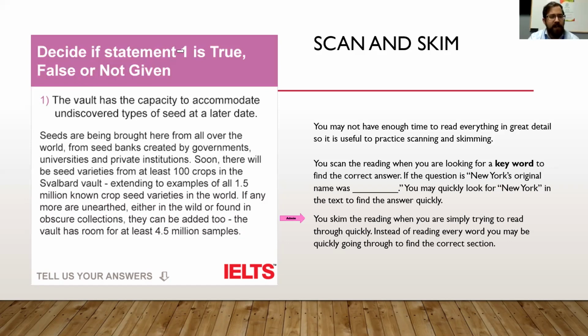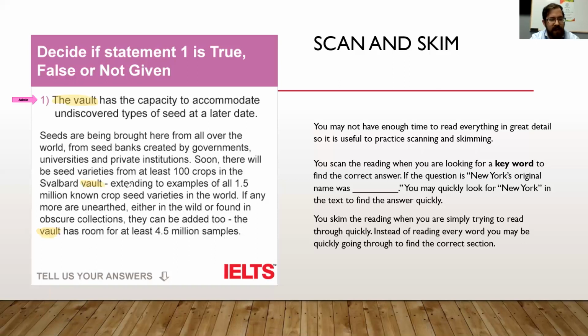The vault has the capacity to accommodate undiscovered types of seed at a later date. Okay, so I need to decide whether this is true or false. So we're looking for the word the vault, okay? So I'm going to quickly scan through to find the word vault. We have vault here, and we have vault here. Okay, good. This is somewhere where I will find my answer.